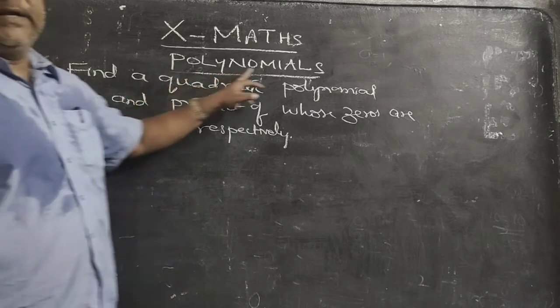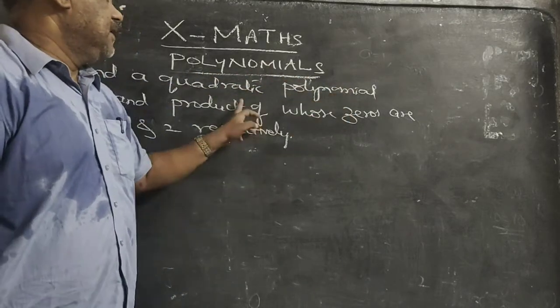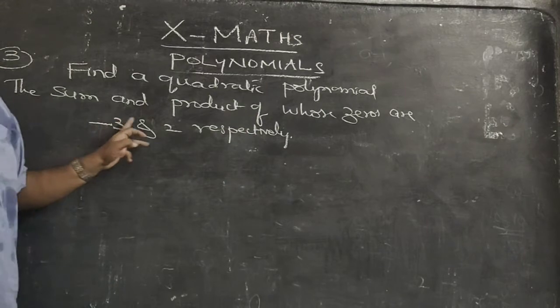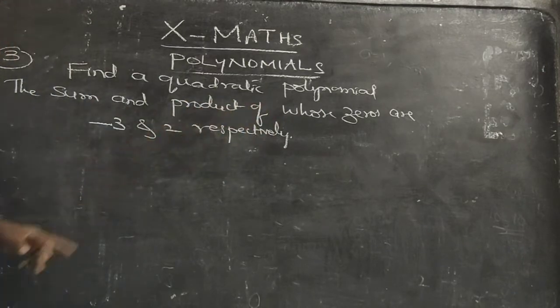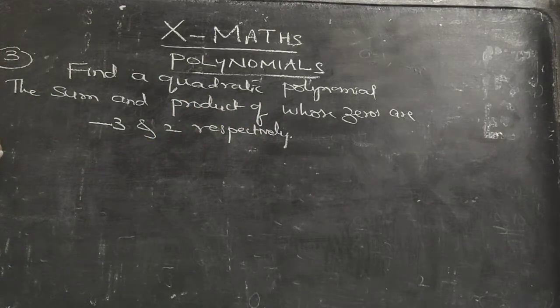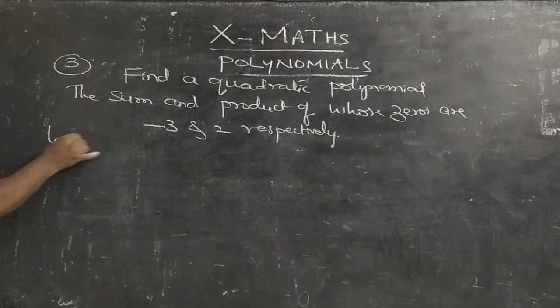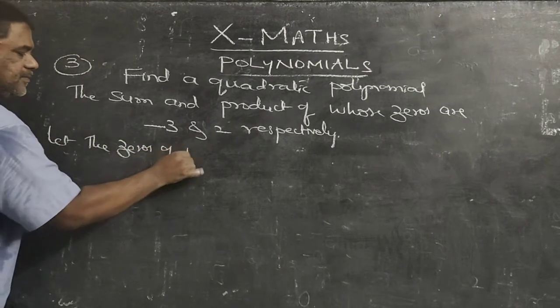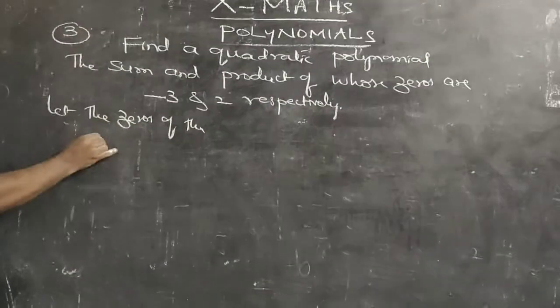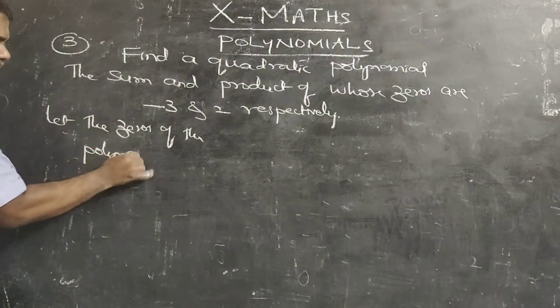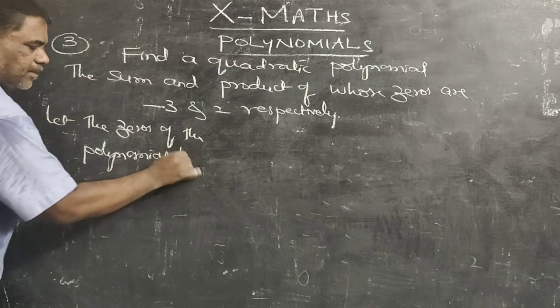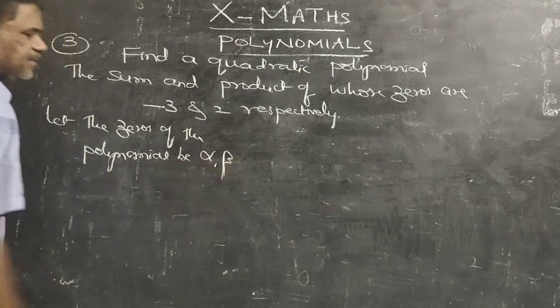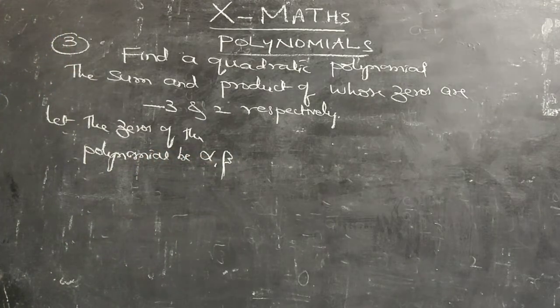Here we have to write a quadratic polynomial. Sum of the zeros is minus 3. Product of the zeros is 2. So let us suppose the zeros of the polynomial be alpha, beta.